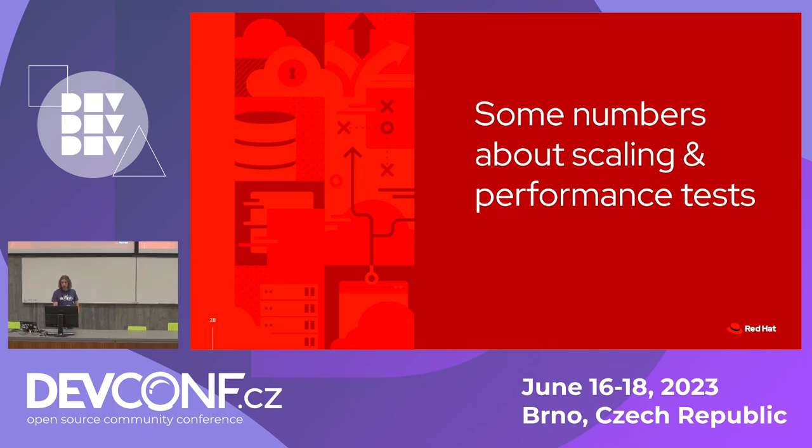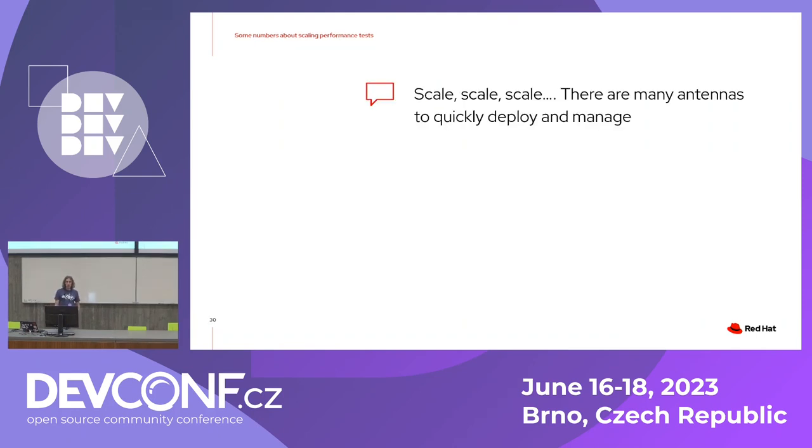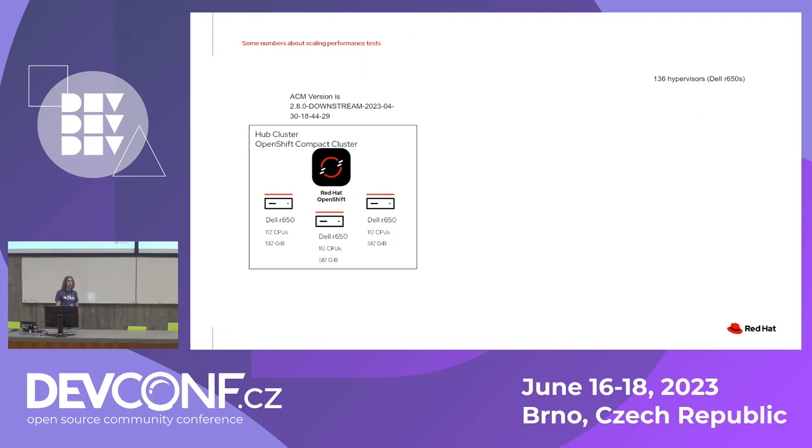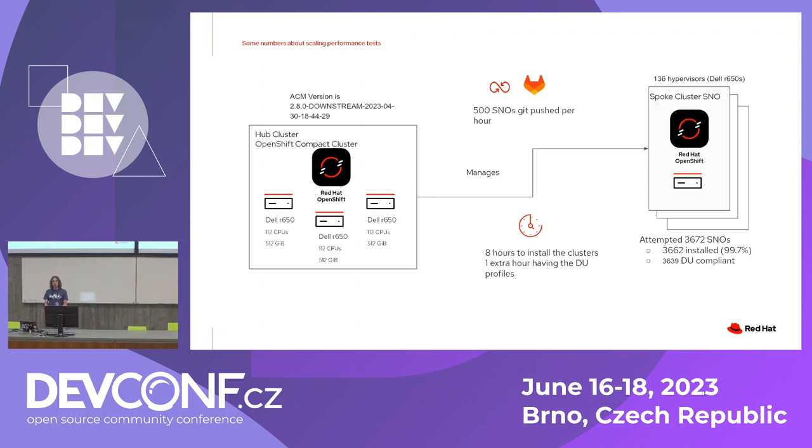Okay, some numbers about the scaling and some performance tests, because we talk about scaling a lot. These are some results coming from a Red Hat internal lab, where they are doing a lot of this performance testing with one hub cluster that is basically a compact cluster with three bare metal servers. In this world, they always use bare metal servers that are pretty performant, with hundreds of CPUs and 500 gigabytes of memory. This management hub cluster is going to try to deploy single node OpenShift and configure the vDU profile as quickly as possible and in a huge quantity. We are going to push to our Git repo 500 SNOs per hour, trying to be deployed during 8 hours, with the intention of reaching 3,672 single node OpenShift deployed in these 8 hours.